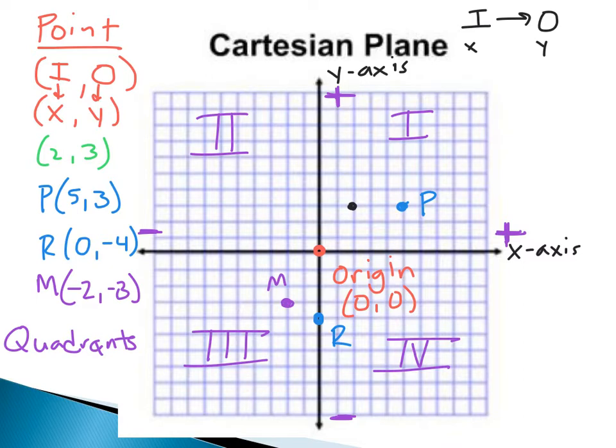So I went through a lot of vocab here. Hopefully you wrote all this stuff down. You need to know the axes. You need to know positive and negative. You need to know how to label points. You need to know how to find points, how to draw points, where they are, and you also need to be able to identify the quadrants.